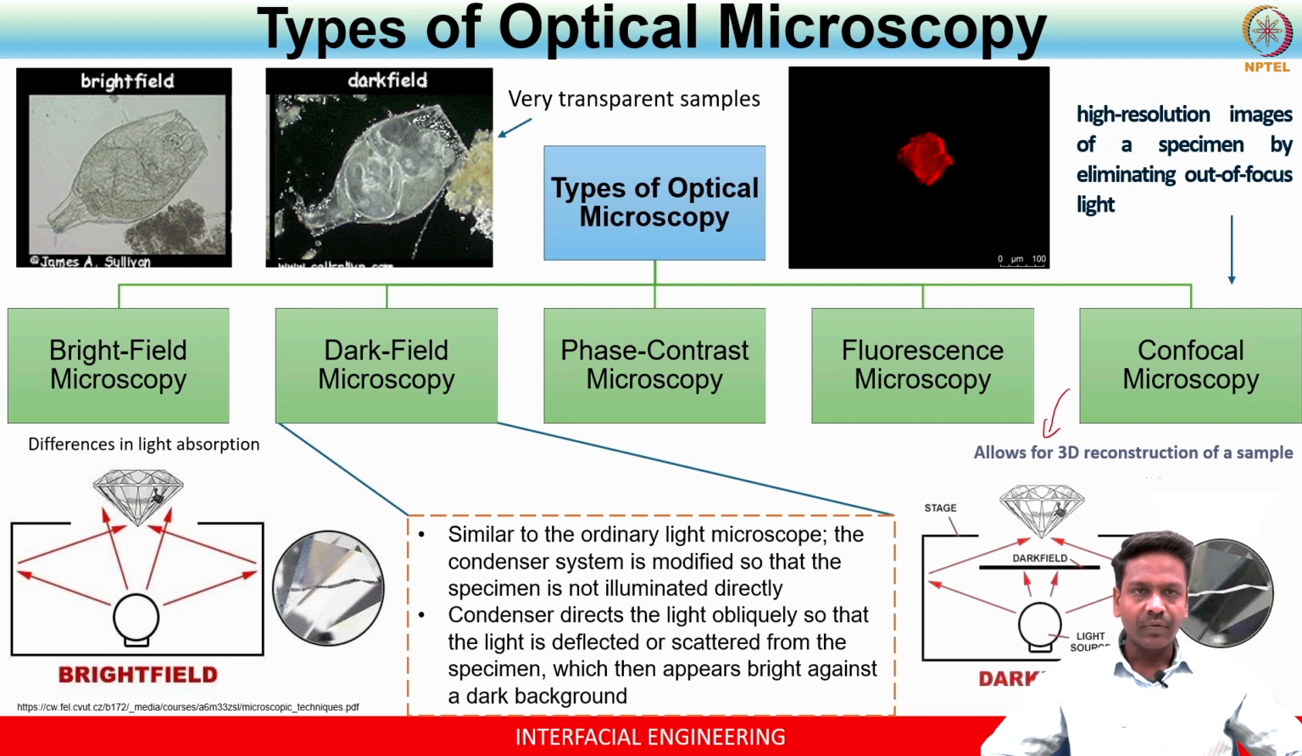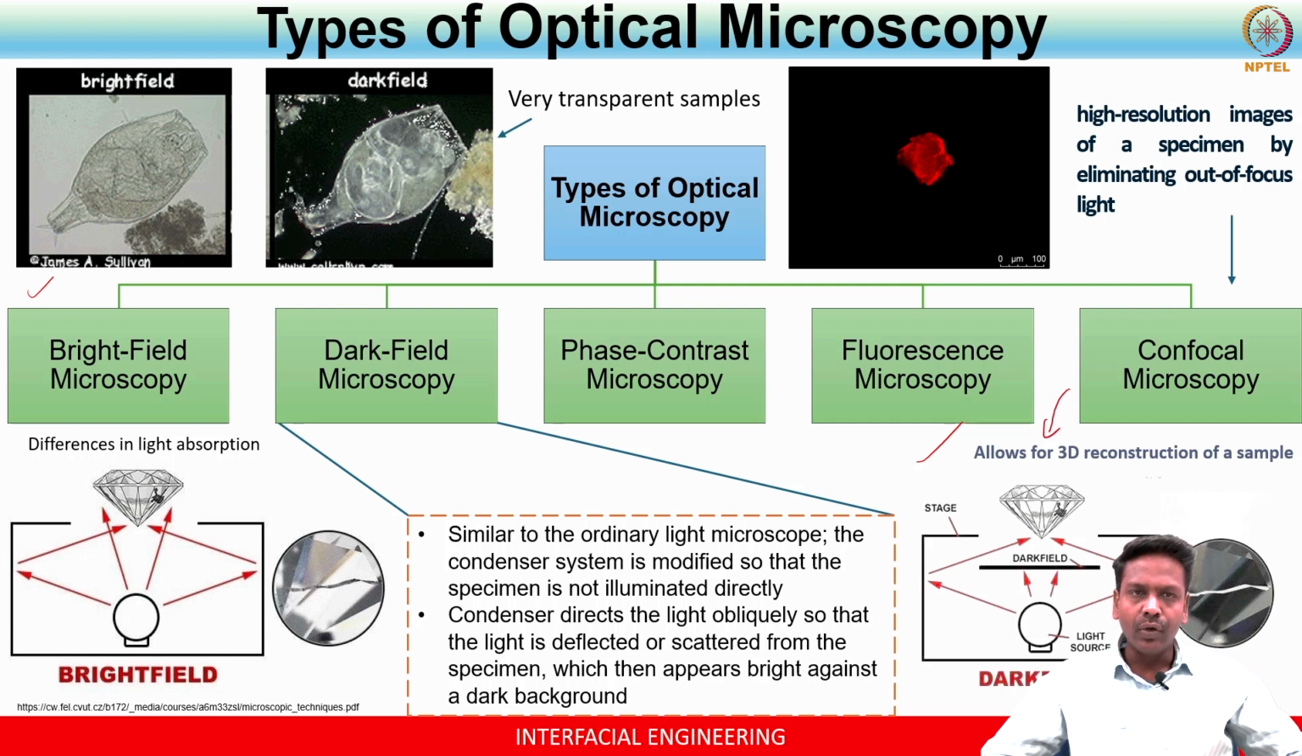So let us look at types of optical microscopy. More importantly, you will see bright field, dark field, and fluorescent microscopy. The difference between bright field and dark field is that in dark field, the objective collects only the scattered light from the specimen. The light does not directly fall on the sample. Instead, the sample is illuminated from the side, so that only the scattered light comes out of the sample and is collected by the objective lens.